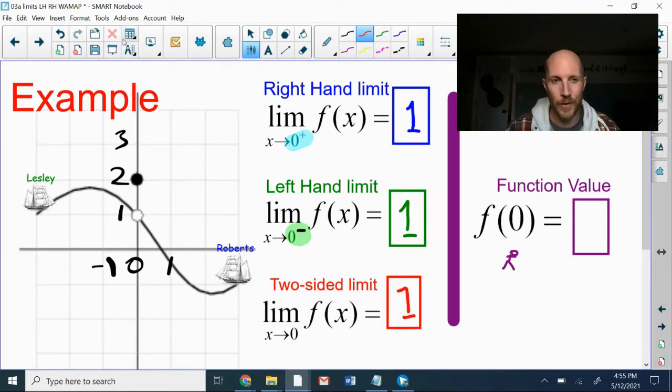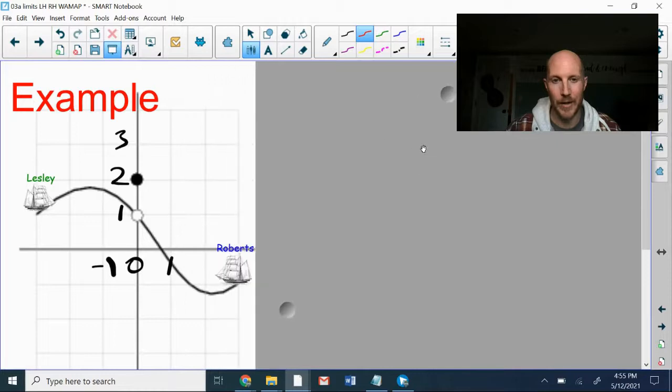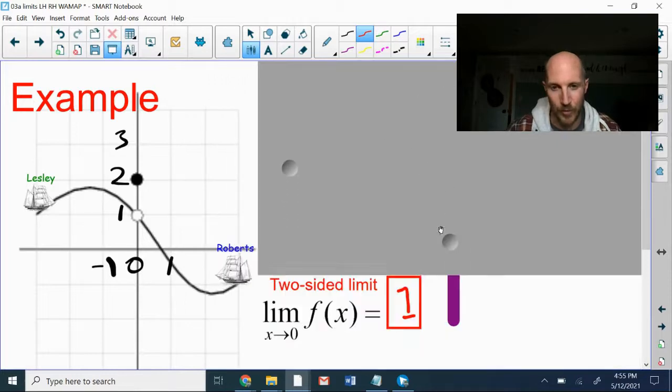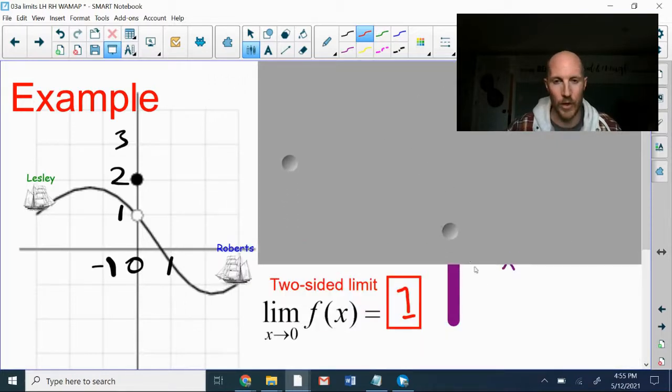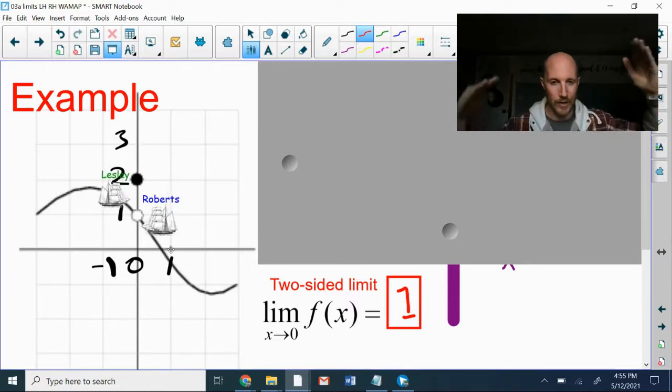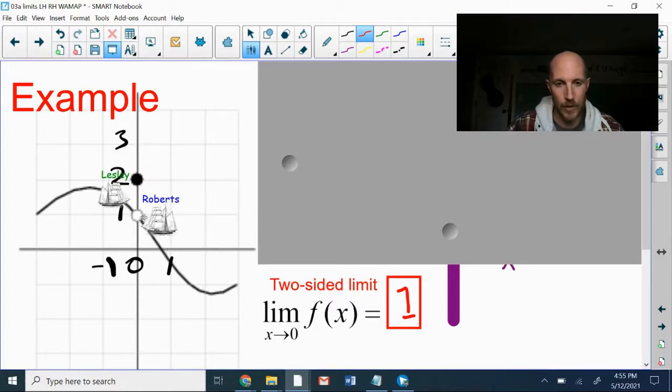What if we hadn't actually been asked those questions before? What if we just had this graph and it said, what's the two-sided limit? Well, then we could look at the graph and we would see that both sides of the graph are connected and they're both heading for the same place. And so wherever they're heading, whatever height it is, that's the two-sided limit. So in this case, both of those pirate ships are heading for the height of 1. So that is our two-sided limit.